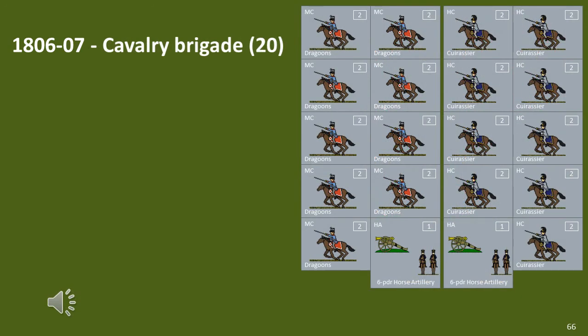Now we'll look at the Cavalry Brigade for the 1806 to 1807 force mix. The Division Cavalry Brigade consists of 2 cavalry regiments. I'm showing you here a Dragoon and Cuirassier. The regiments consist of 9 elements. Each element has 2 figures on it. Each figure is 40 cavalry. This represents our 40-metre frontage. In addition, there is also a 6-pounder horse artillery element, which represents on average 4 guns. The total here is, again, 20 elements.